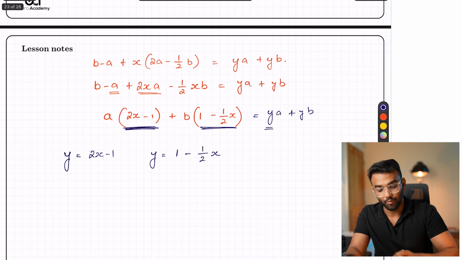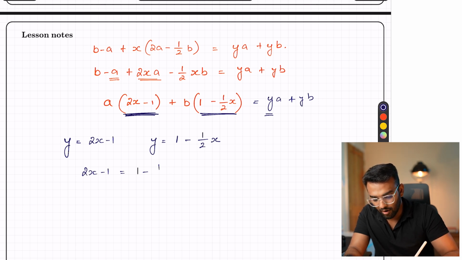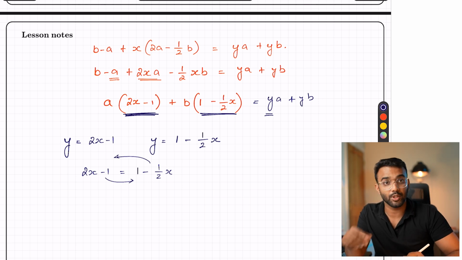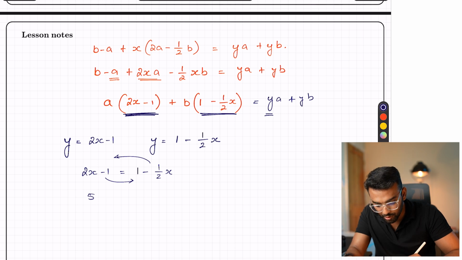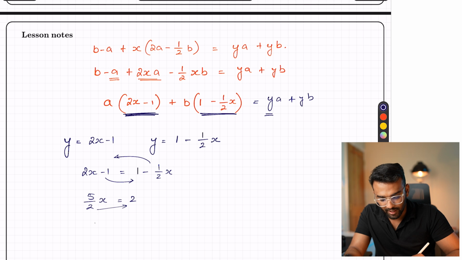And therefore, we can equate them. This is substitution now. 2x minus 1 equals 1 minus half of x. I'm going to take that there, take it here. So 2x plus a half would be 2.5, which is 5 over 2 x, equals to 1. The minus 1 will go to the other side. There is already a 1 there, so that'll become 2. And we can cross multiply this. So 5x equal to 4 and x is equal to 4 by 5.